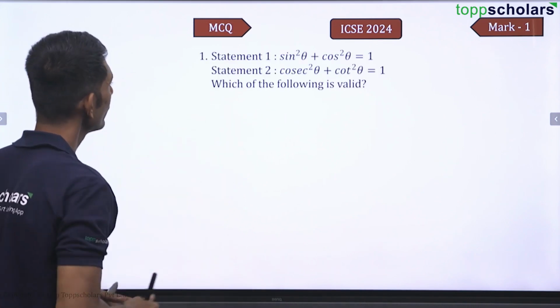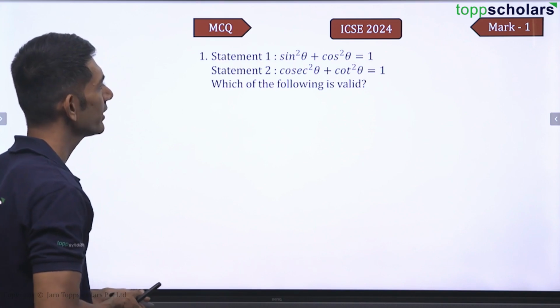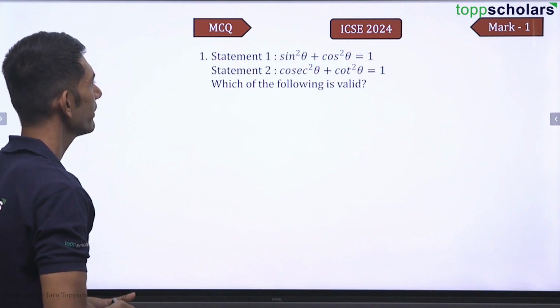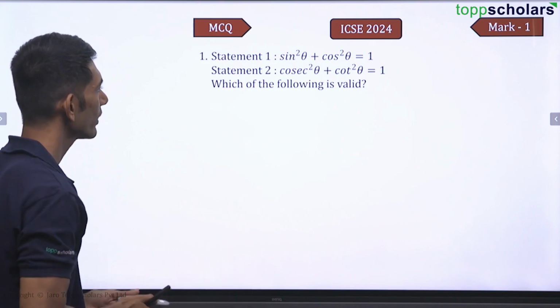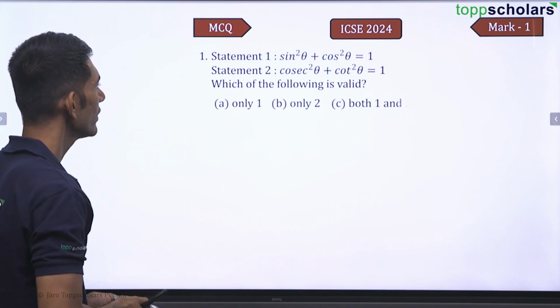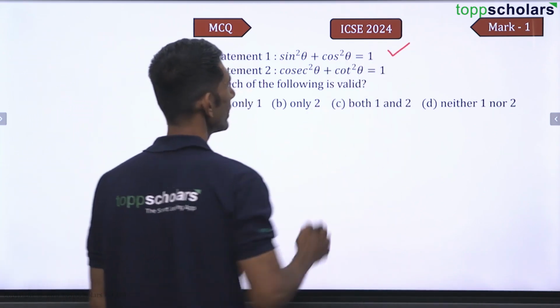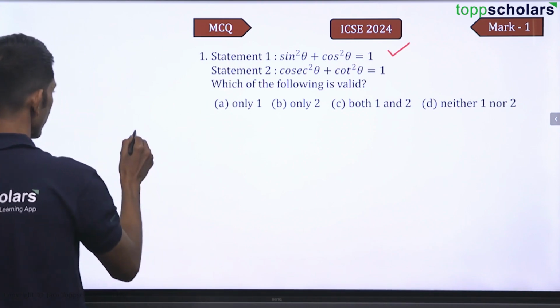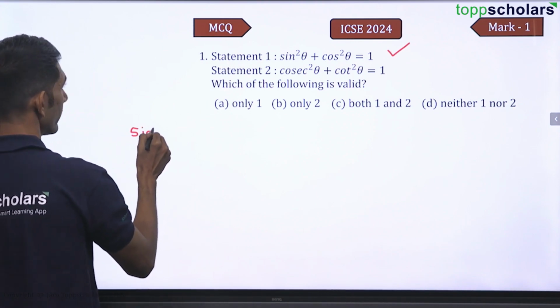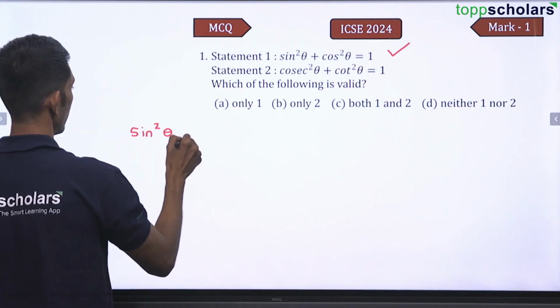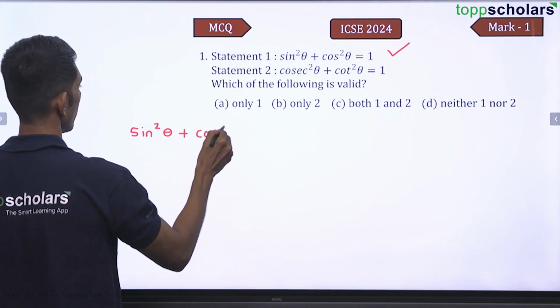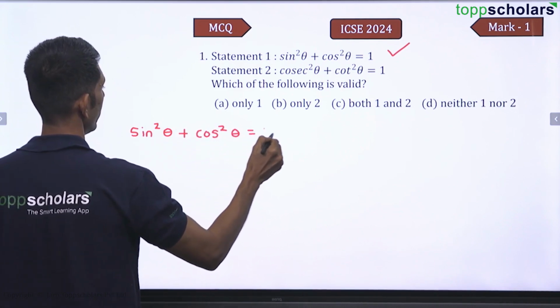Now let us see an MCQ. It says statement 1 is sine square theta plus cos square theta is 1. Statement 2 is cosec square theta plus cot square theta is 1. So which of the statement is valid? That means which identity is correct? See, the first identity we already know, sine square theta plus cos square theta is 1 is true, right? We know that sine square theta plus cos square theta is 1.